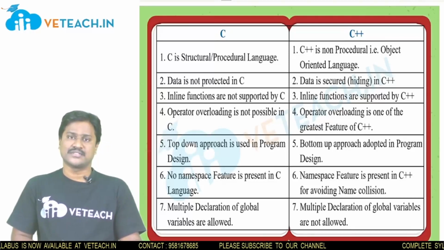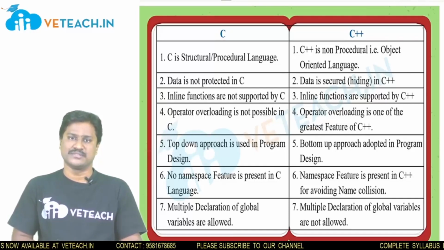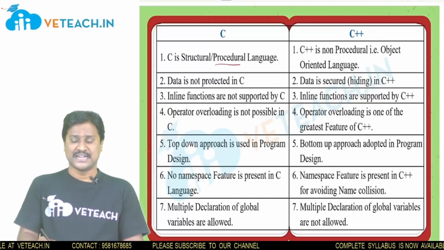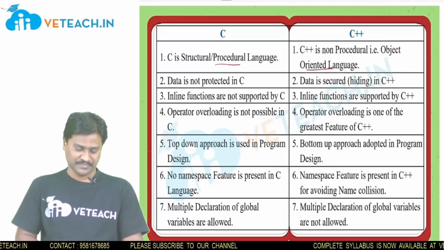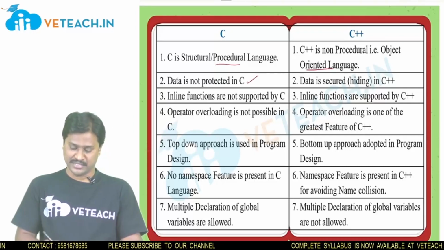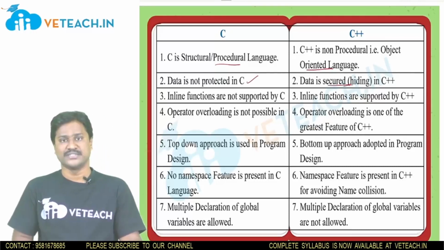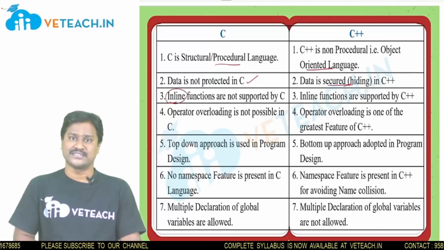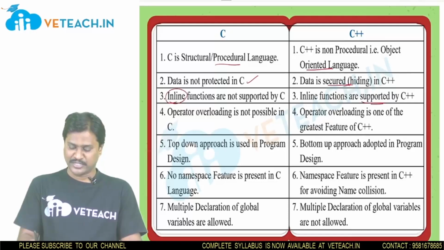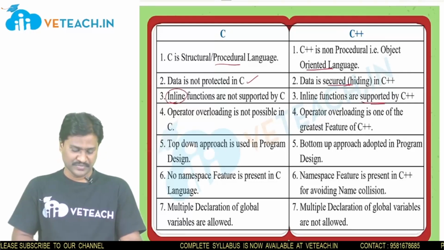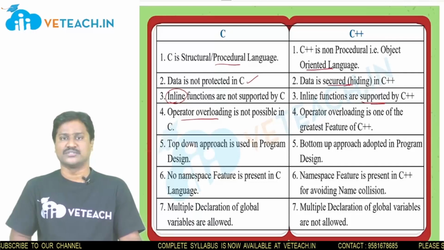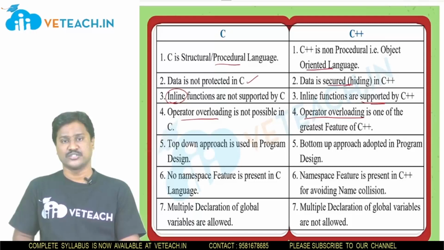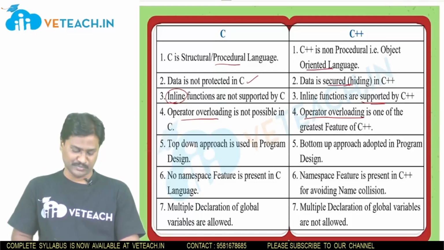And these are some listed differences between C and C++. As we know, C is a procedural language and C++ is an object-oriented language, and data is not protected in C, but here data is purely secured in C++. Some important features are not there in C, like inline, which is supported by C++. Operator overloading is not a feature available in C, whereas operator overloading is a most important feature added in C++.